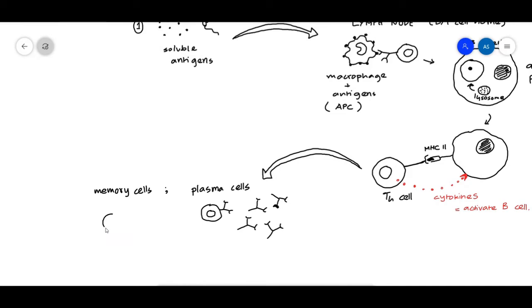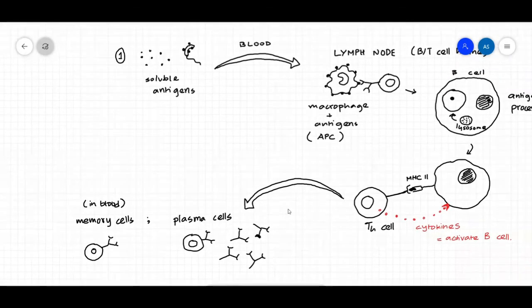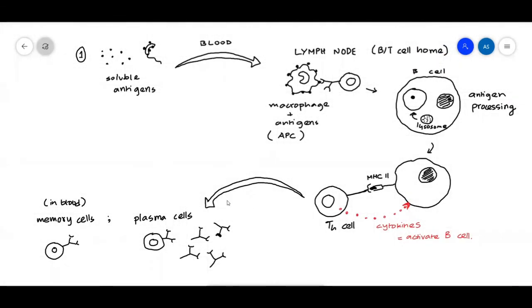And memory cells are cells that are basically going to remain in the blood. So they're going to remain in the bloodstream and keep circulating until you encounter the same pathogen a second time. So that is the entire process for forming plasma cells from immature B cells through the T-dependent antigens.